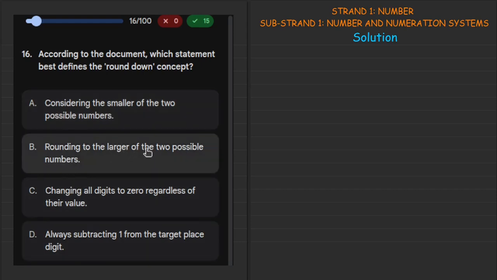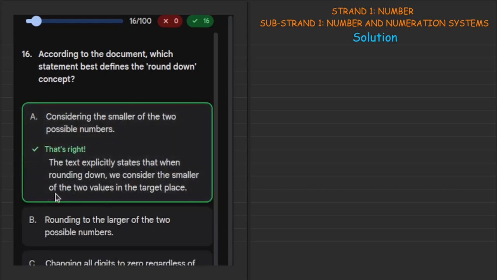It says, rounding to the larger. No, rounding to the larger is not rounding down. C says, changing all the digits to 0, regardless of their value. That isn't true. So rounding down, you don't change all the digits to 0. Then the third one says, always subtracting 1 from the target place value. No, we don't always subtract 1. Sometimes we even remain the same. So it is considering the smaller of the two possible numbers. We consider the smaller one. Yes. So that is rounding down.